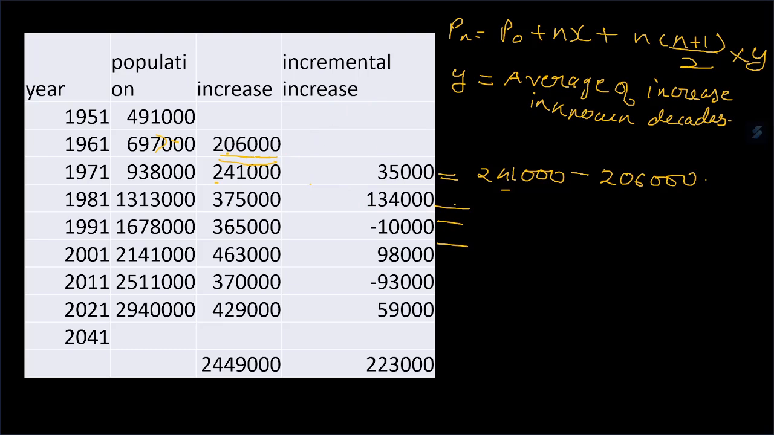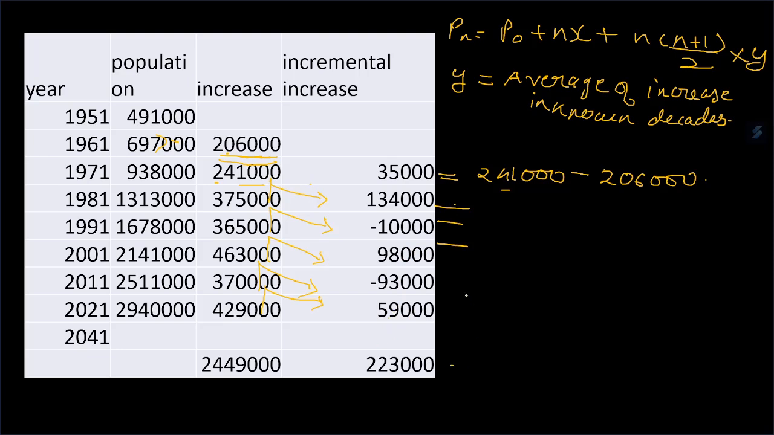So this minus this gives you this, then this minus this gives you this. Similarly, you can remember it in this way. And here you can actually see there are some values in negative. So many times incremental increase can be in a negative direction also. This means that the city didn't see an increase in the population, but rather it saw a depletion in the population. So this method takes care of that factor.